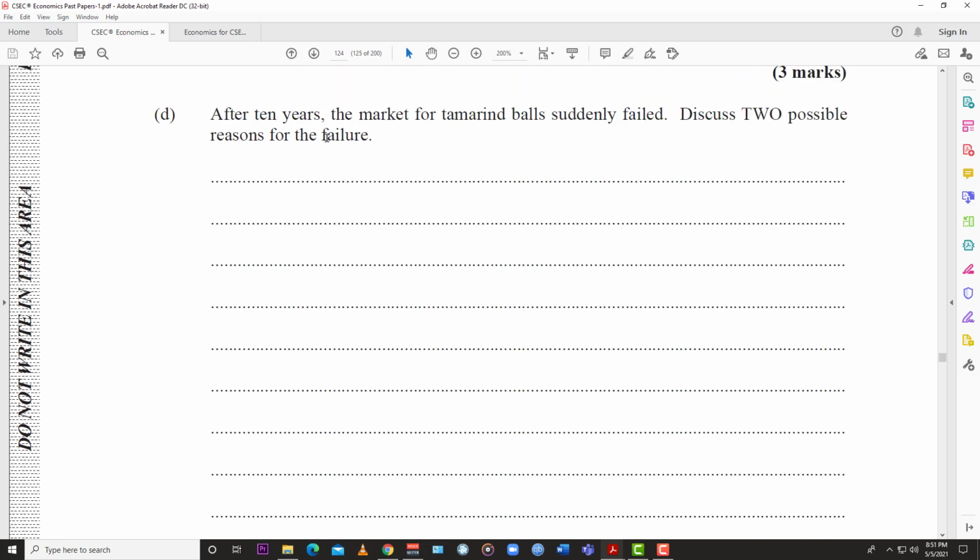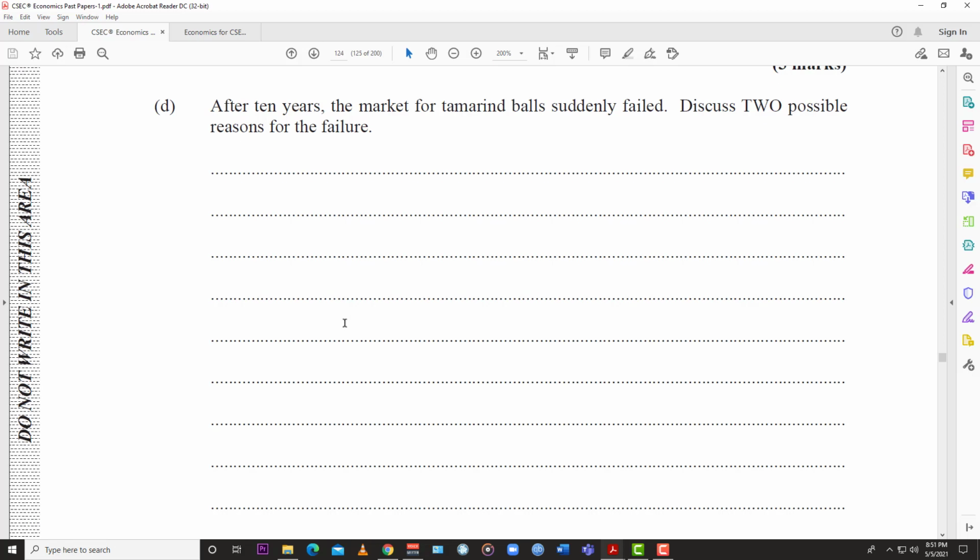Then we have the next question, 5. After 10 years, the market for tamarind balls suddenly failed. Discuss 2 possible reasons for the failure. And so this is a beautiful question because this question is all about application. So we're looking at market failure right now. It's application right here.